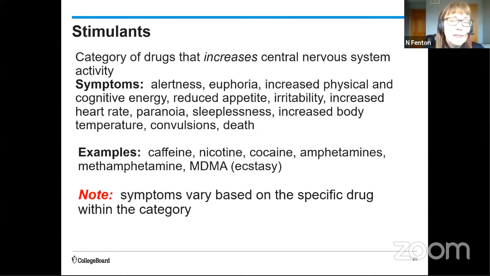So stimulants is a second category, and these are kind of the opposite. They're going to increase central nervous system activity and have kind of opposite effects physiologically. And the symptoms are going to vary, and they're based on the specific drug, right? And some of these are going to have much milder stimulant effects, like caffeine as opposed to methamphetamine. But they all have the common category of increasing central nervous system activity.